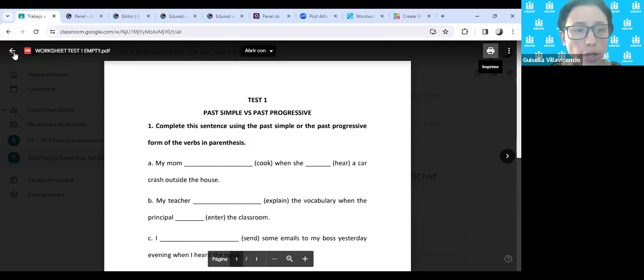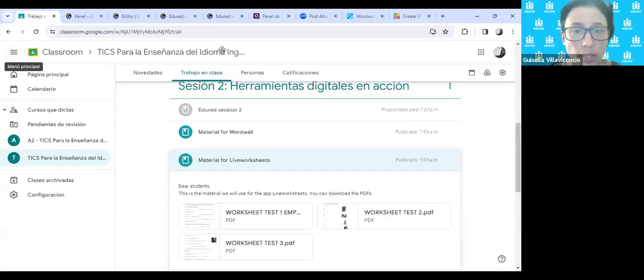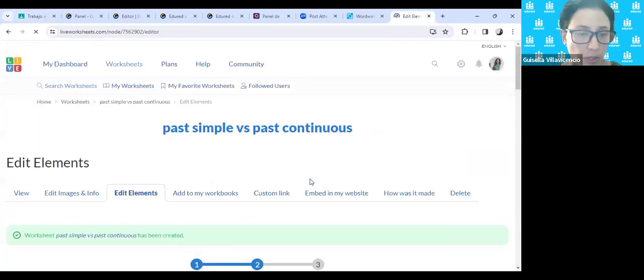¿Yes? O de repente tienes cualquier otro PDF. Lo que estamos haciendo es para practicar, ¿no? De repente tienes otro PDF, también se puede practicar en otro.